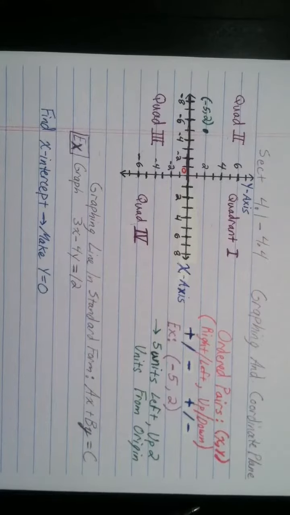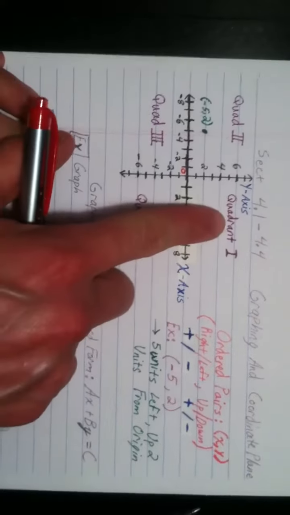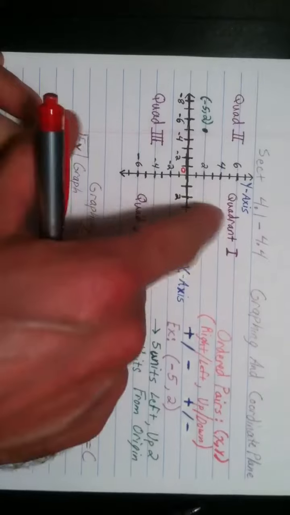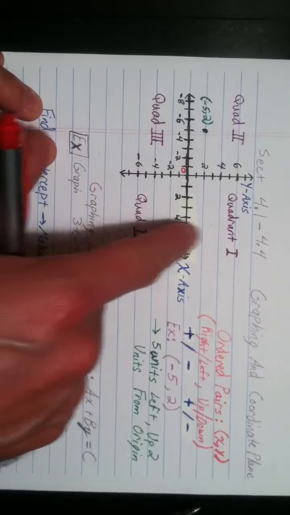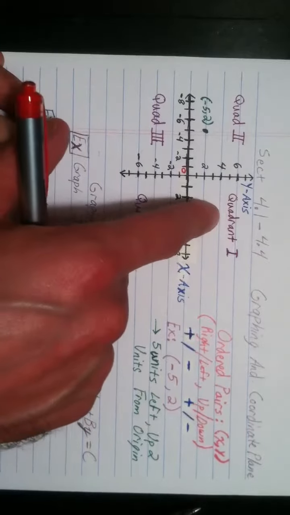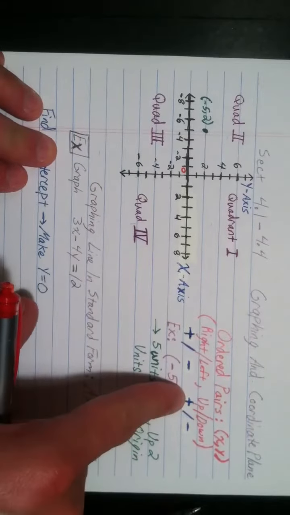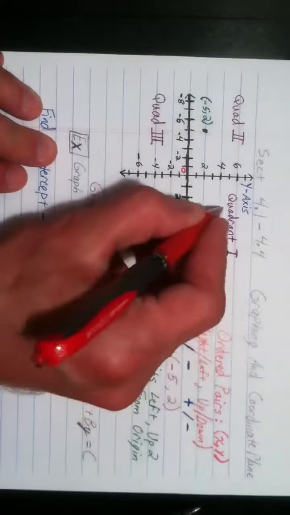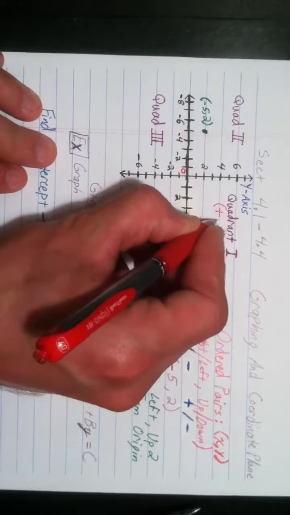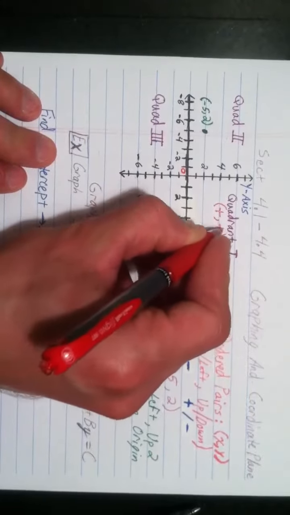We can get a little more specific about the signs of our coordinates in each quadrant. In quadrant 1, all of our points would be moving to the right and up. Movement to the right and up would both be positive x and positive y coordinates. So everything in quadrant 1, all the coordinates are going to be some positive number followed by another positive number.